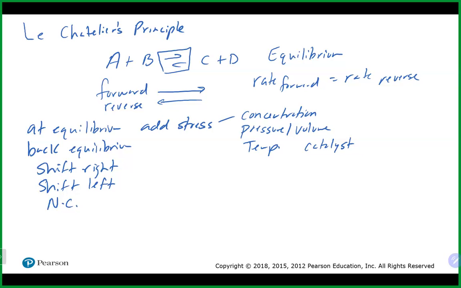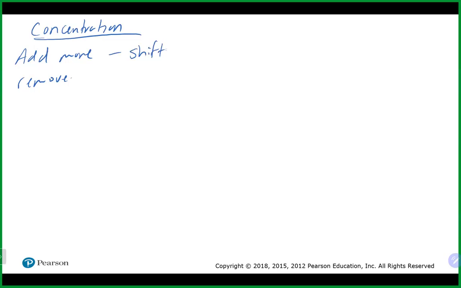So let's talk about what happens when we change concentration, for example. There are basically two things you could do. You could either add more or you could remove. When we add more, it will always shift away from the side we added it to. And if we remove, it will shift towards the side we removed it from.